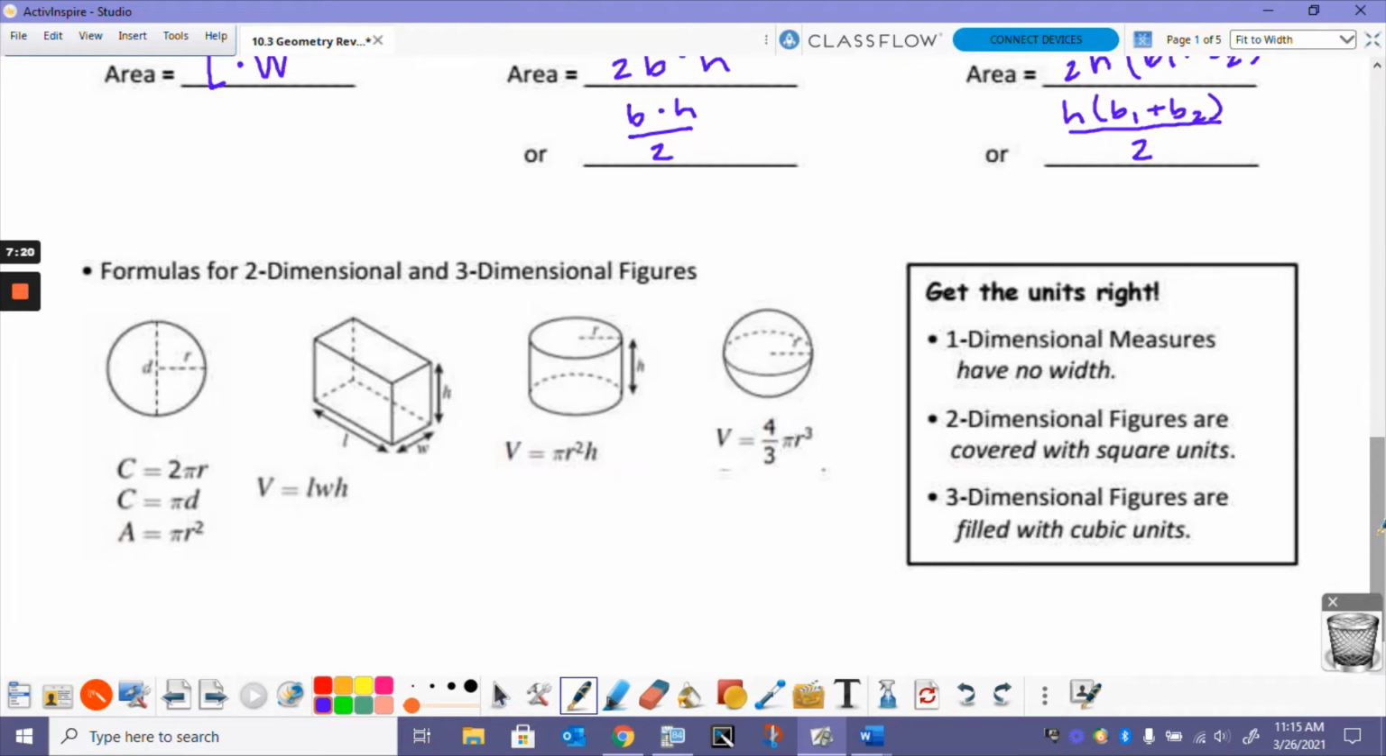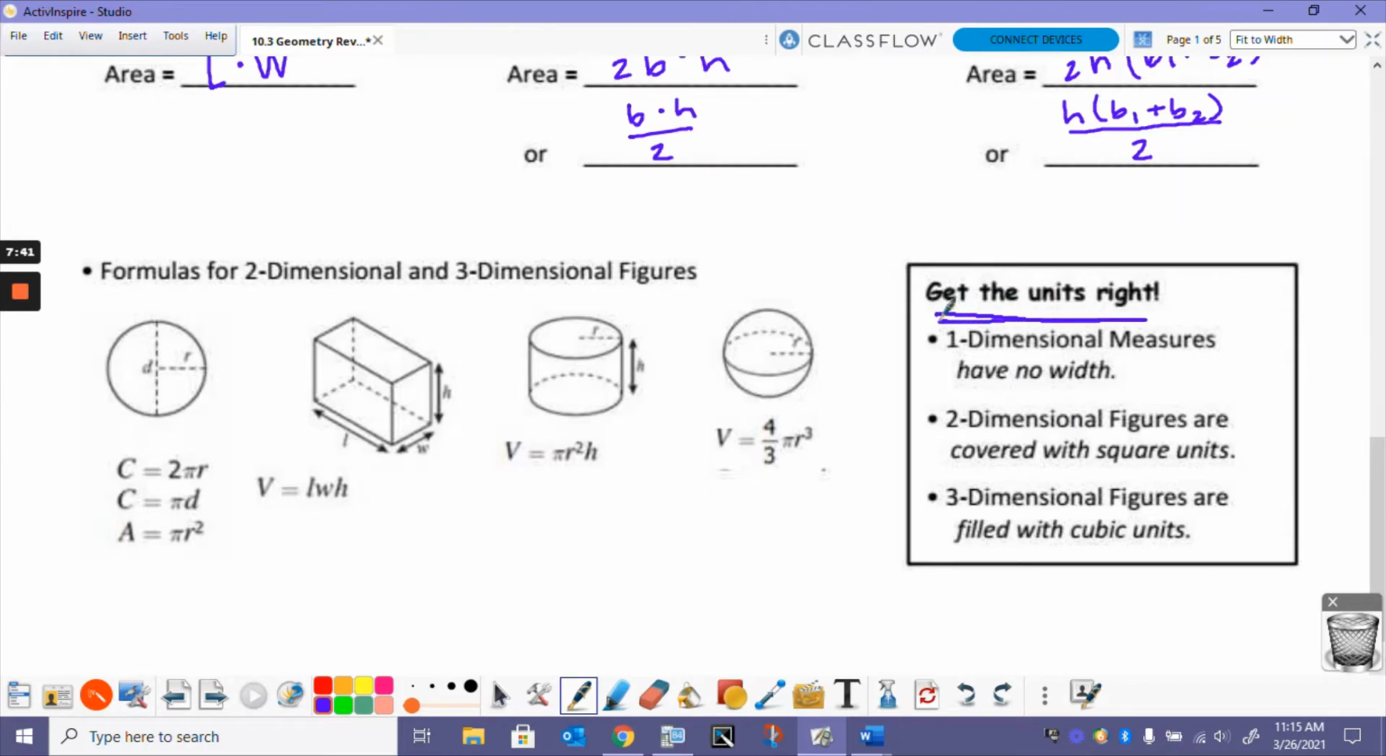All right, so the next part says formulas for 2-dimensional and 3-dimensional figures, okay? So 3-dimensional meaning it's got some depth to it, right? We're looking at a sphere or a cube as opposed to a square. So get the units right, okay?